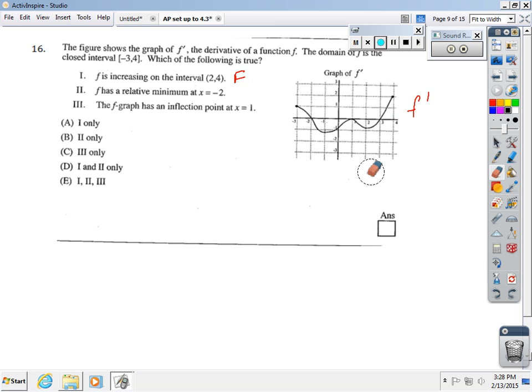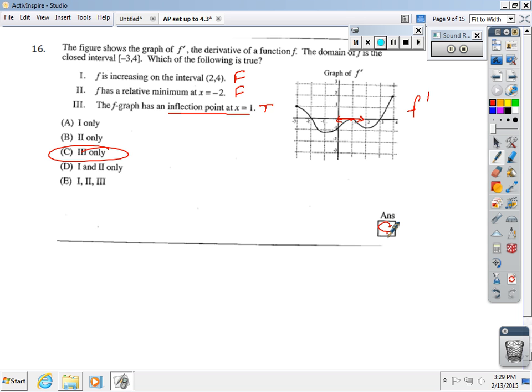Next question. F has a relative min at negative 2. So here's negative 2. The derivative is positive there and negative there. So at negative 2, it's positive, so it's increasing. Then it's decreasing, so that's a relative max, so that's also false. All right. And then the last one, the F graph has a point of inflection at 1. And at 1, since this is the derivative, a horizontal tangent on the derivative means that there's a point of inflection at that point, so that's true. So C is our choice.